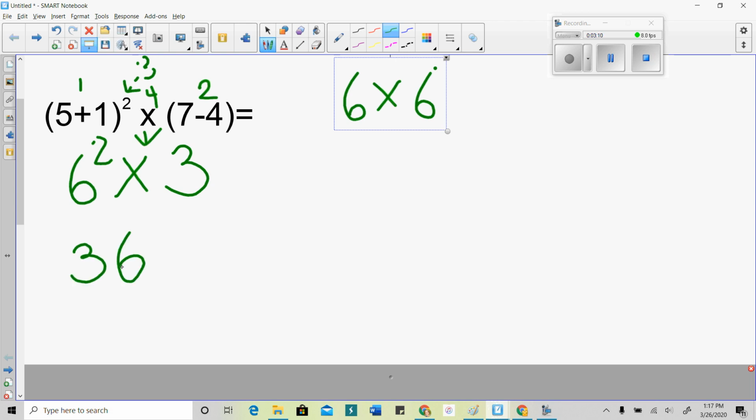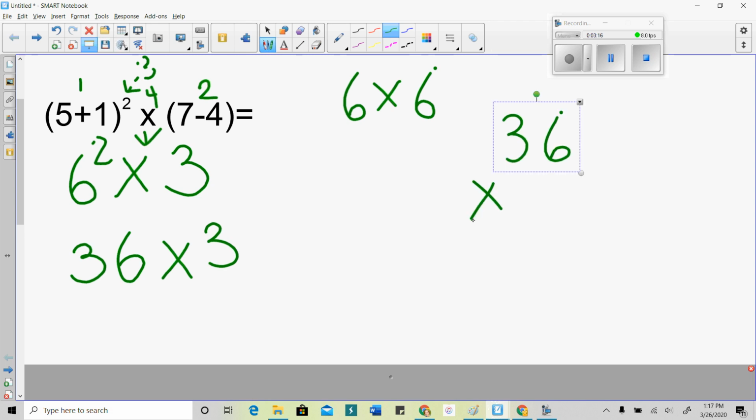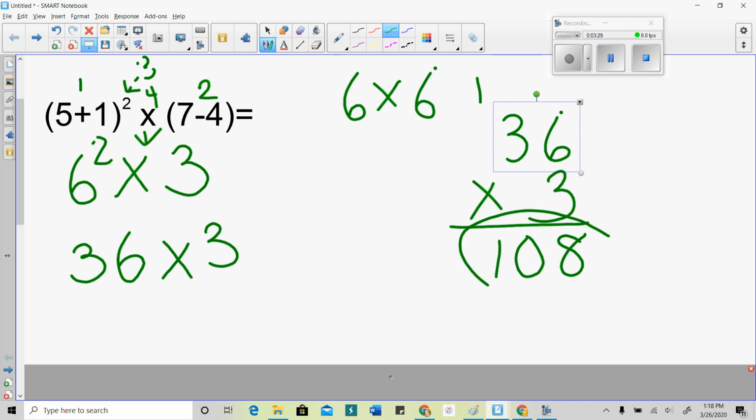So then my last step is to multiply that 36 times the 3. And you probably should not try doing that in your head. I know some of you are capable, but you should really just do the work on your paper. So 3 times 6 is 18, carry the 1. 3 times 3 is 9, plus 1 is 10. So the solution to this problem would be 108.